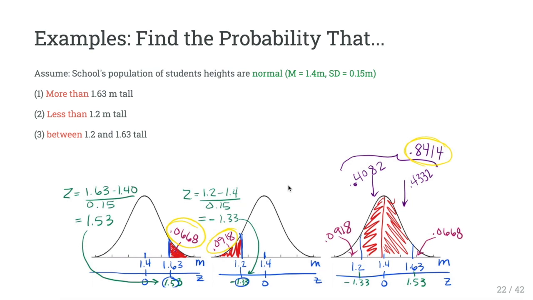So we're asking what is the probability that someone is more than 1.63 meters tall with the distribution we've been working with. So now, to get the z-score, we plug in the value, so 1.63, minus the mean, 1.4, divided by the standard deviation. That gives us our z-score, which is 1.53. And then we can go to the table.